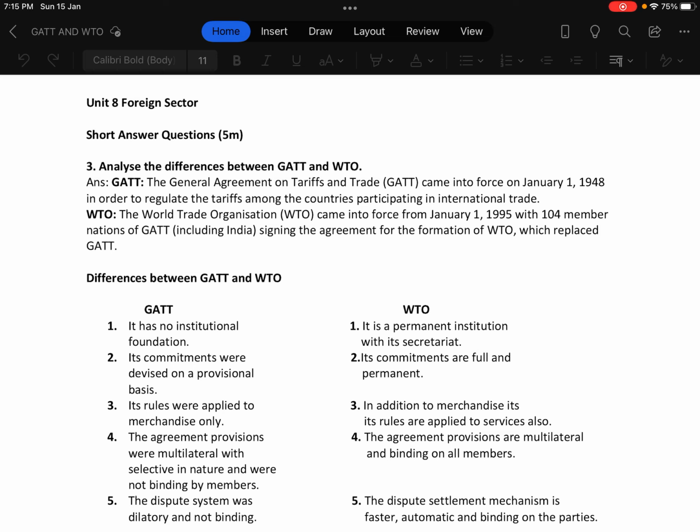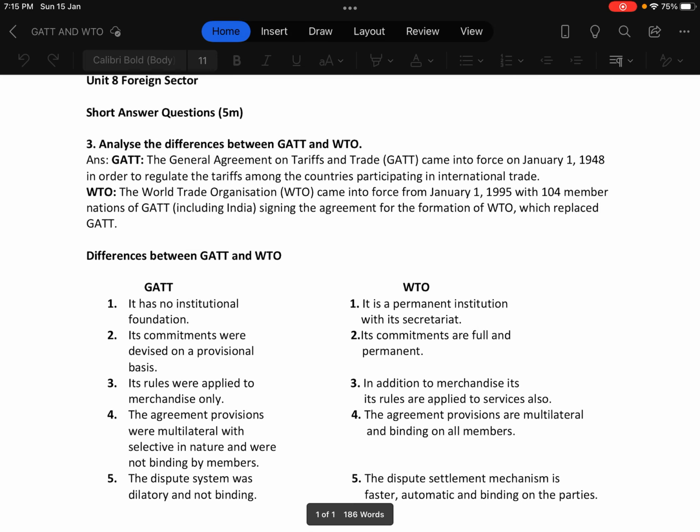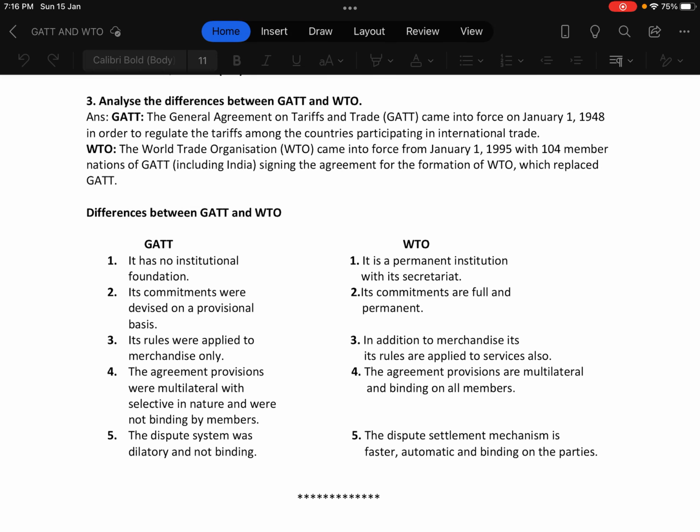104 member nations of GATT, including India, signed the agreement for the formation of WTO, which replaced GATT. Okay. Now the differences between GATT and WTO. First one, GATT has no institutional foundation. As I mentioned, it was only a temporary arrangement. Whereas the World Trade Organization is a permanent institution with its secretariat.